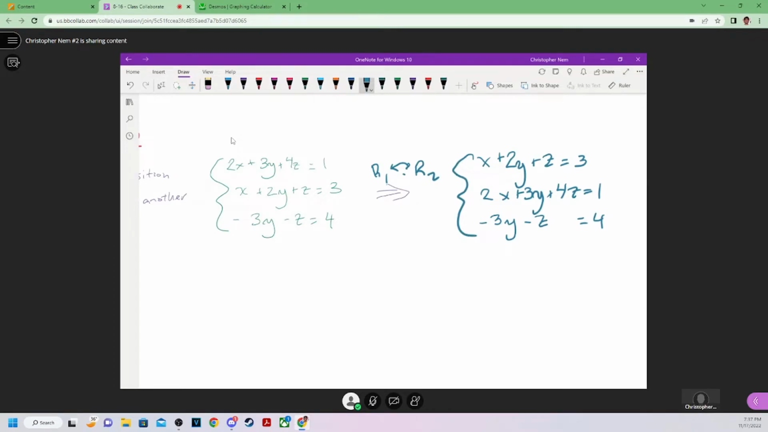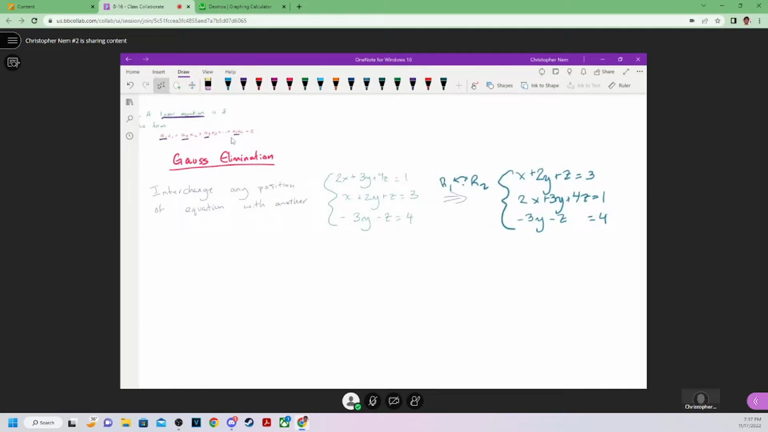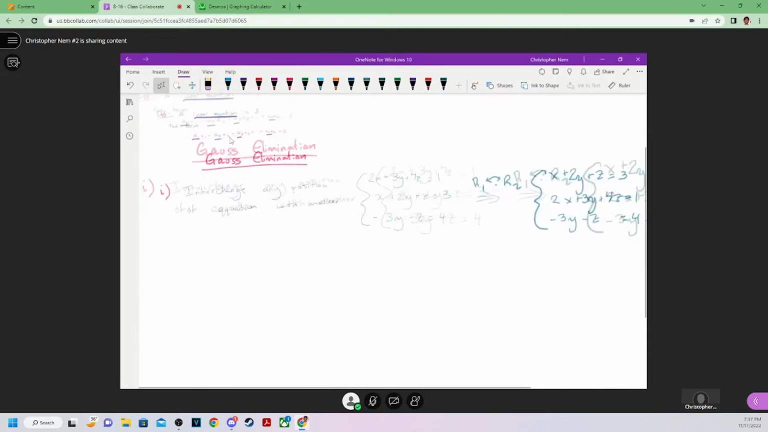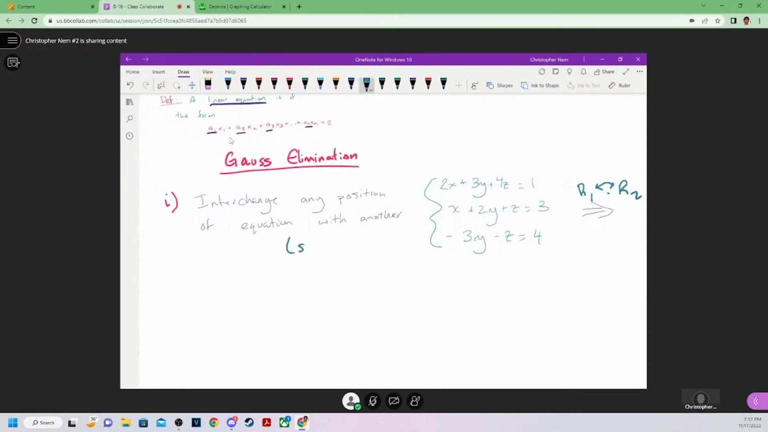New system, but it's still equivalent to the old system. All I did was swap the rows, row 1 and row 2. That's what the R stands for. So I can write that down. I can write swap rows.